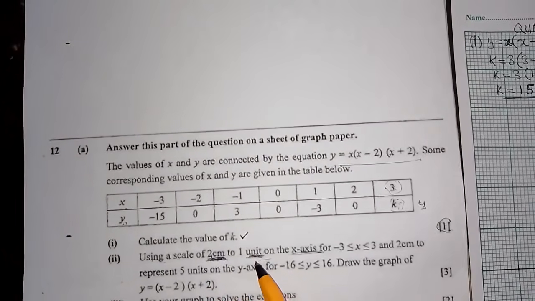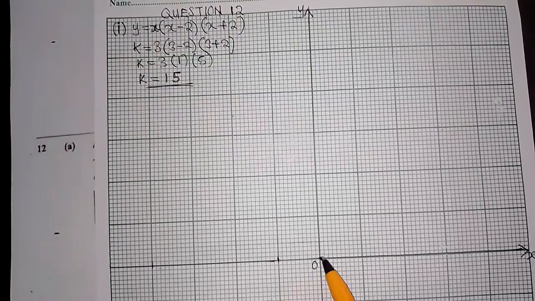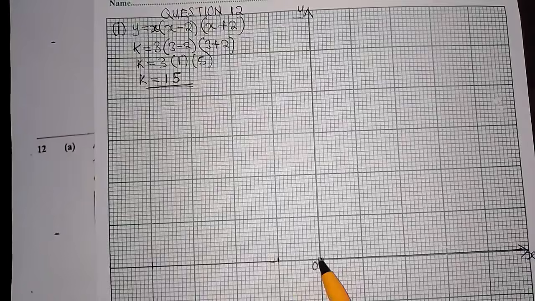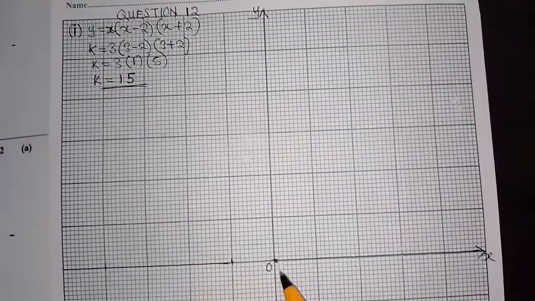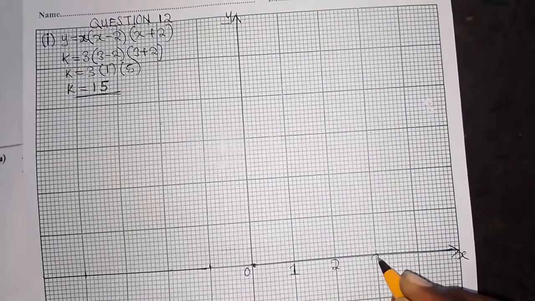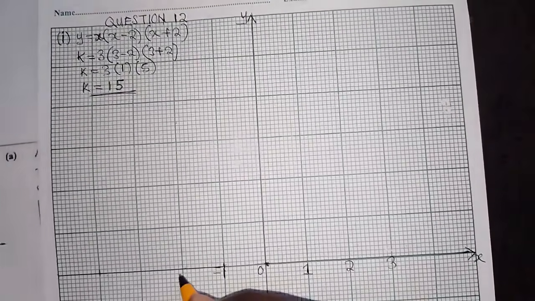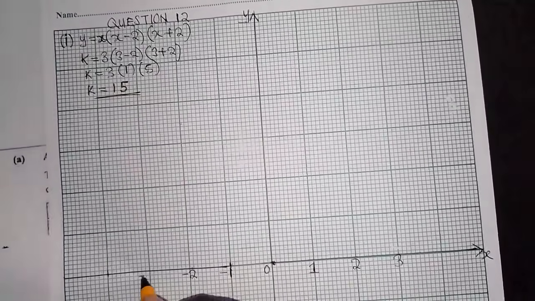So which means in the x-axis, you'll be moving 1, 2. This is 2 centimeters. From there, 2 centimeters to represent 1 unit. So you'll be moving 1, 2, 3 like that. So this is 0, 1 is here, 2 is here, 3 is there. Have you seen? Then here we've got negative 1, negative 2 there, negative 3 there.